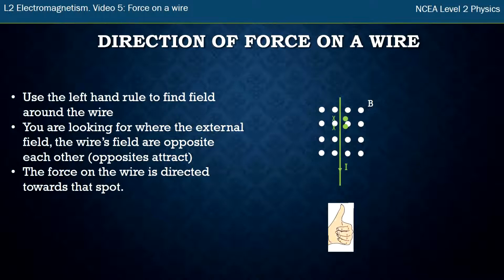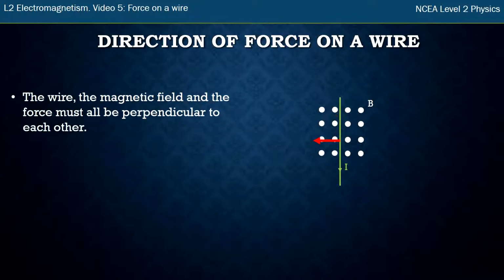Now I'm looking for where the external field, the white one, and the wire's field, the green one, are opposite each other. It's on the left-hand side, because I've got white dots everywhere, and the opposite of a dot is a cross. And opposites attract. So that's towards the left of the wire. The whole wire gets forced towards the left. One thing you've got to remember is that the wire, the magnetic field, and the force are all perpendicular to each other. If they're not perpendicular, for example if the current was going in the same direction as the magnetic field, that would not make a force on that wire.